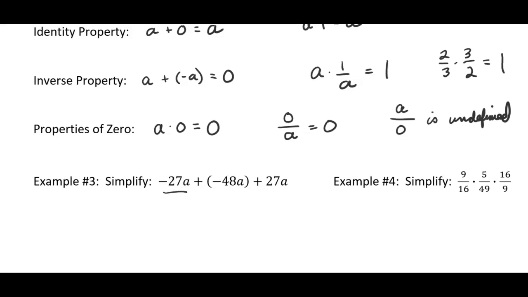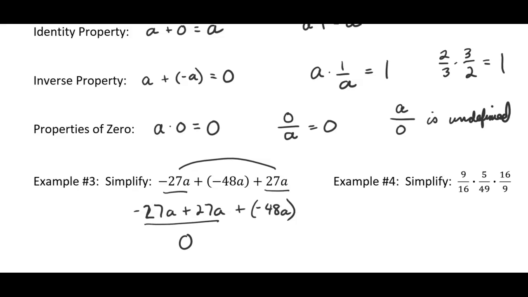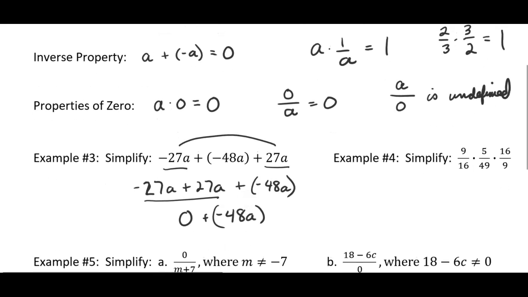Okay, so our next example, example 3: we have a negative 27a, but over here we have a positive 27a. Because of the commutative and associative properties we did earlier, we can put those two together. Let me write it: negative 27a plus 27a, and then we still have the negative 48a. These two make 0, right? Because they're opposites of each other. So now you have 0 plus negative 48a, and 0 plus anything is just that thing. So our answer is going to be negative 48a.